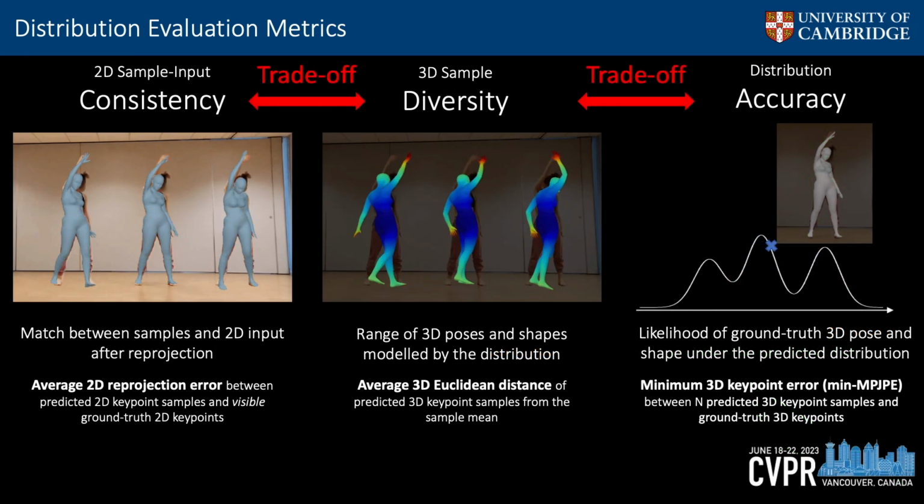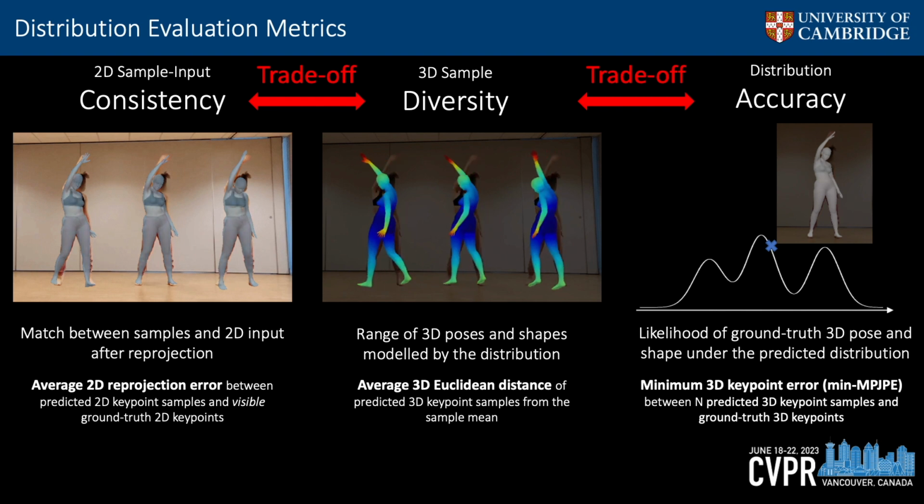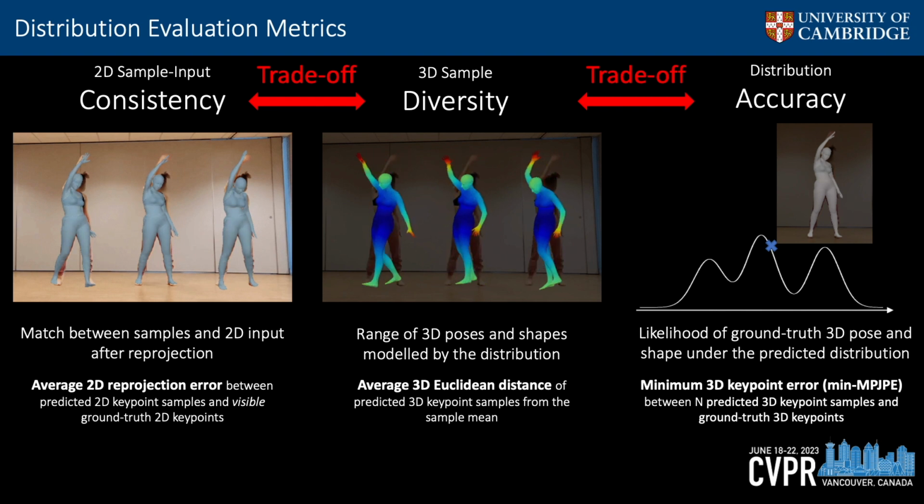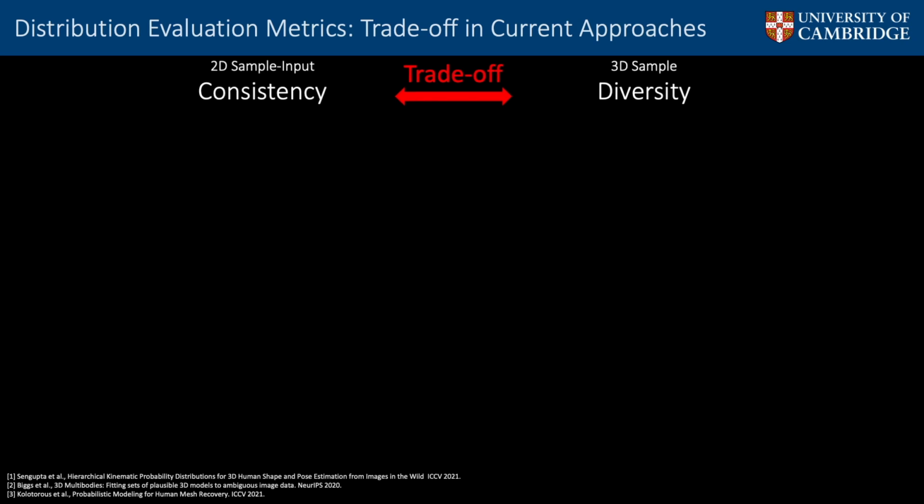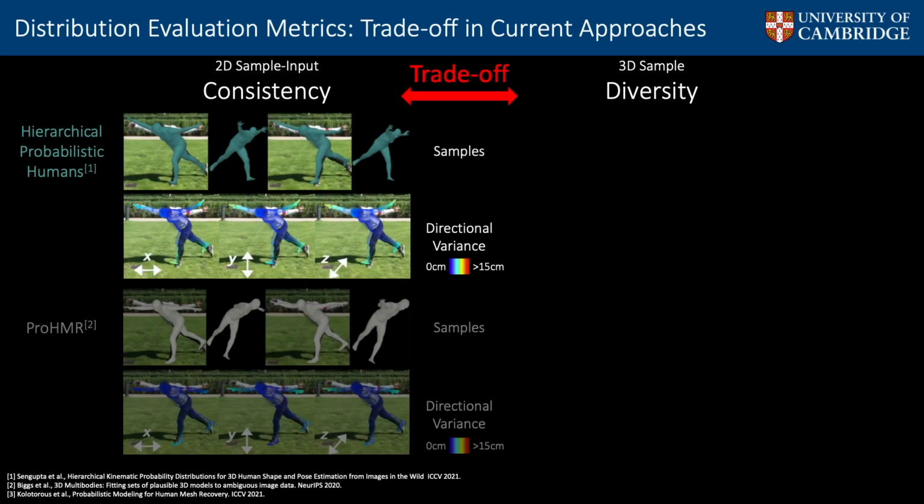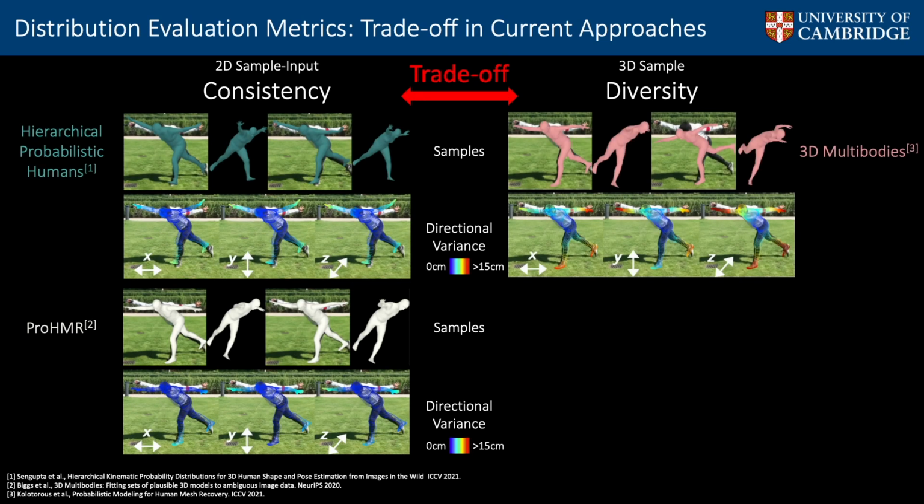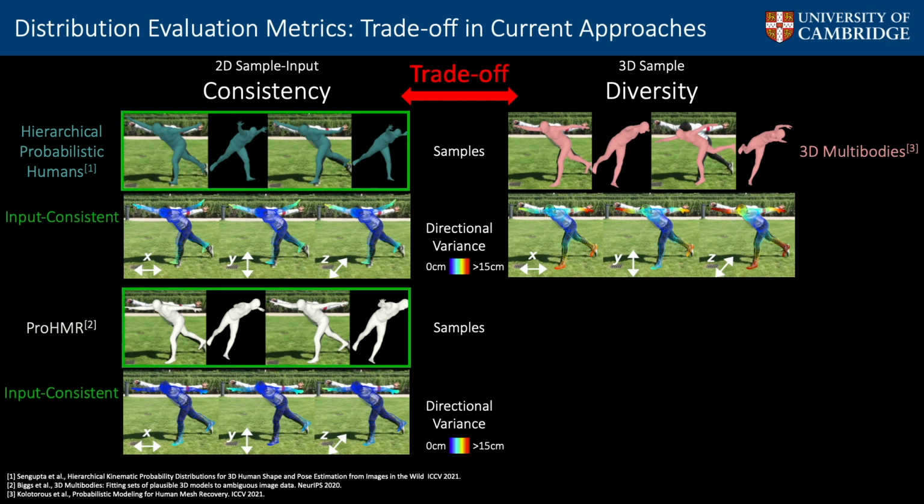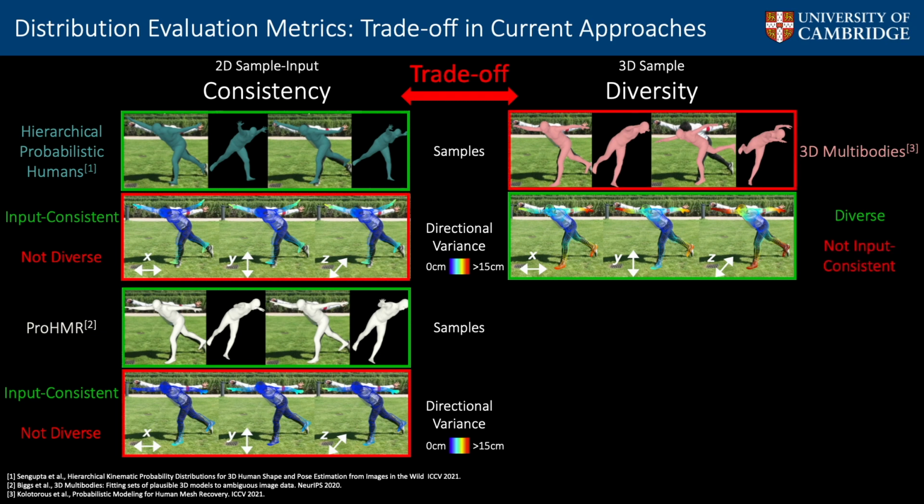As mentioned in the preview, current approaches to probabilistic pose and shape estimation exhibit a trade-off between these three metrics. Here, we discuss three such approaches. Some yield pose and shape samples that closely match the input image, but fail to model a diverse range of plausible 3D solutions, as shown by directional variance visualizations. Others generate diverse samples, but do not consistently match the input image.